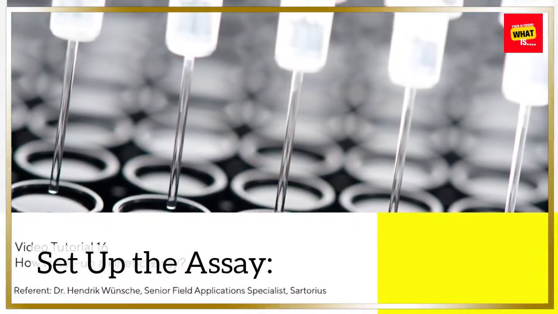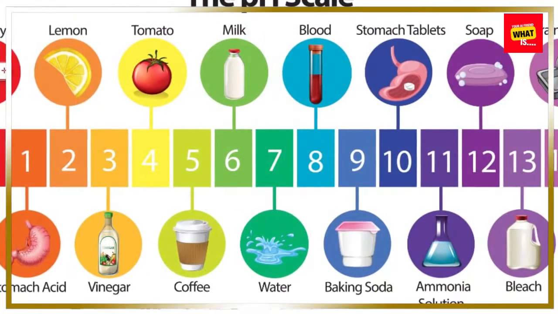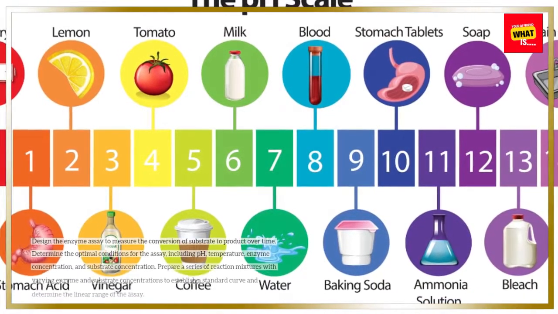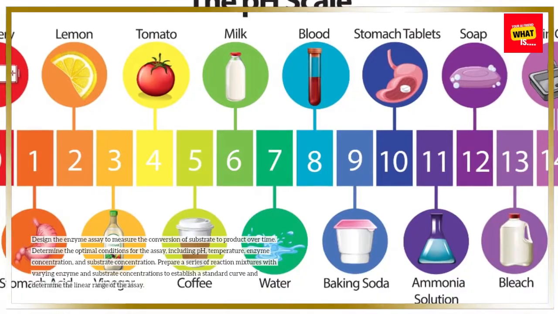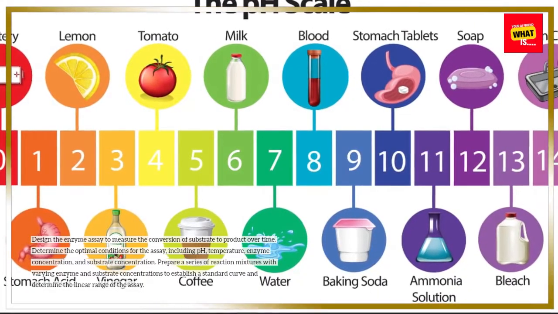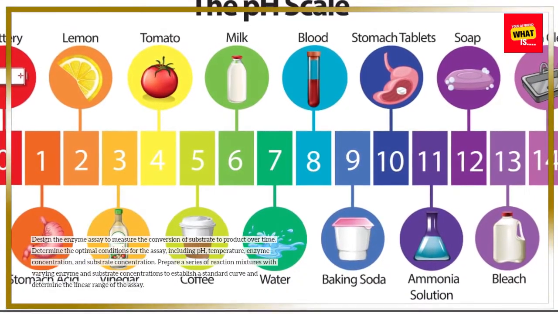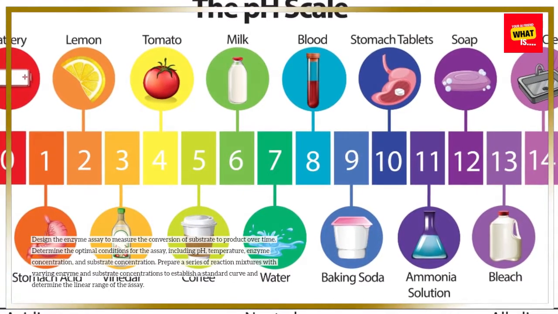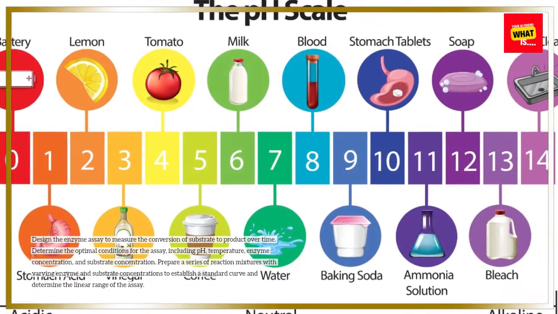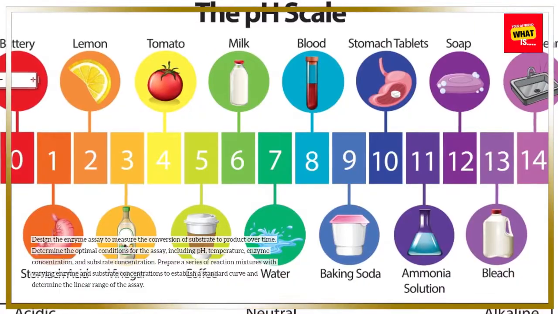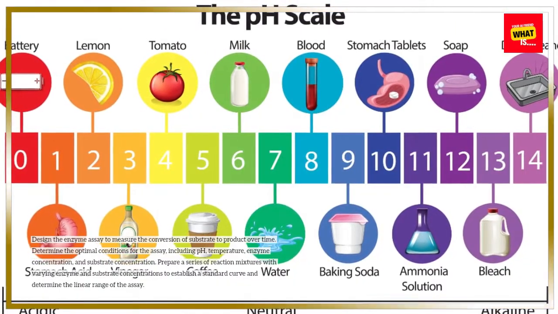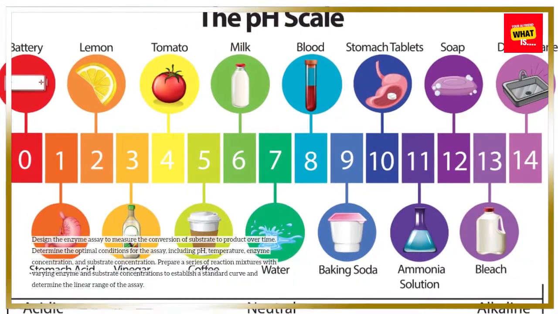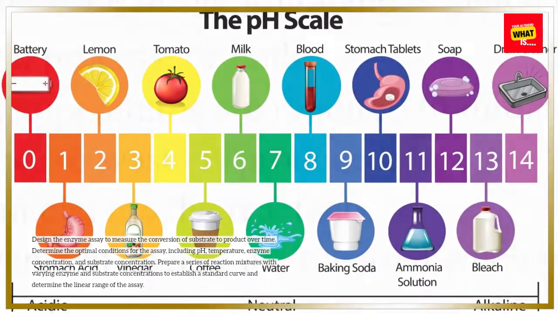Set up the assay. Design the enzyme assay to measure the conversion of substrate to product over time. Determine the optimal conditions for the assay, including pH, temperature, enzyme concentration, and substrate concentration. Prepare a series of reaction mixtures with varying enzyme and substrate concentrations to establish a standard curve and determine the linear range of the assay.